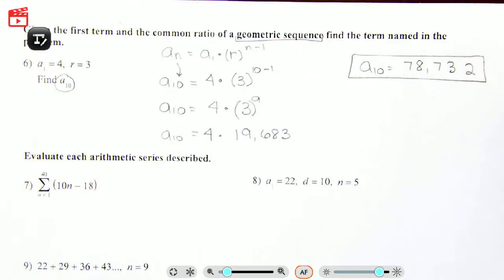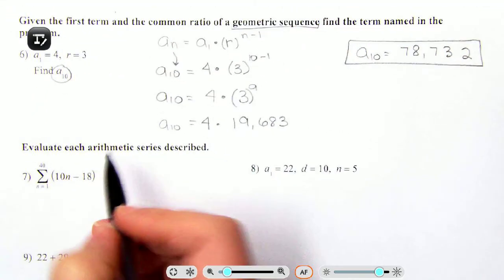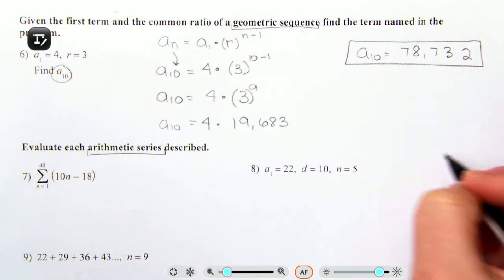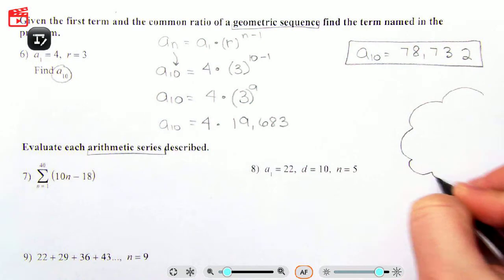Okay, let's move on to number 7. Evaluate each arithmetic series. Again, super important to know which one we're dealing with. We're dealing with an arithmetic series. That means we have the sum of an arithmetic series. So I'm going to just write the formula here.